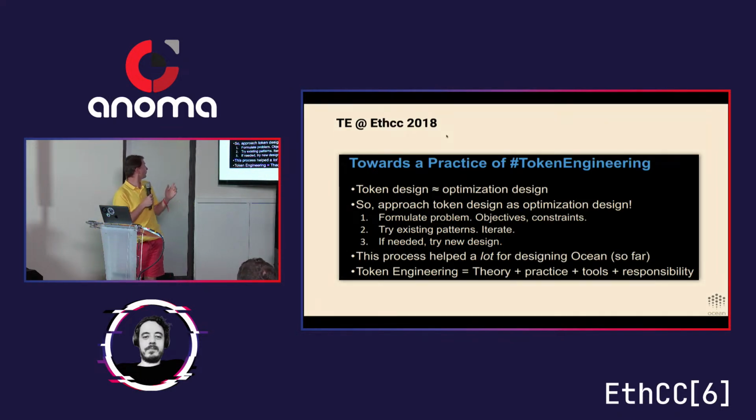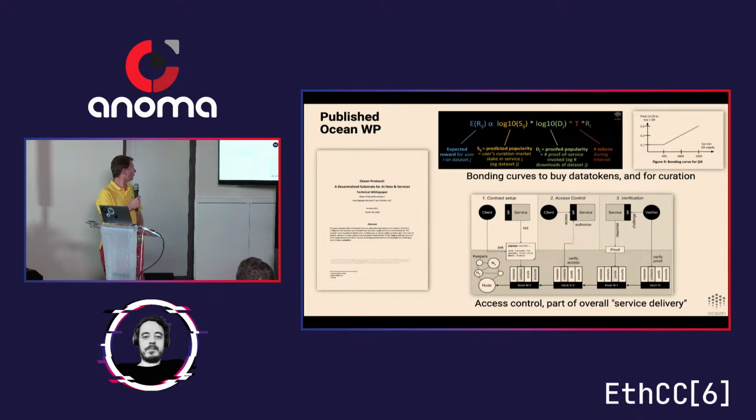I presented these ideas at ETC, like I mentioned, and it helped to kick off token engineering. And then we also published a white paper on this, where we said at the heart of it we have an objective function, just like an optimizer that we're trying to optimize, and we laid it out. In our case, it's a function of predicted popularity as a function of stake, and some other things too, basically.